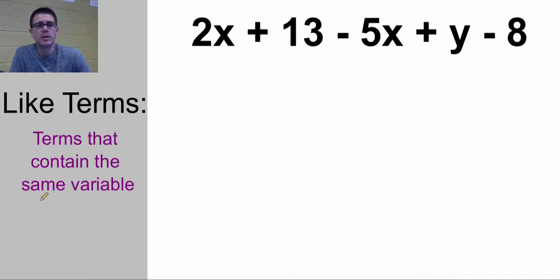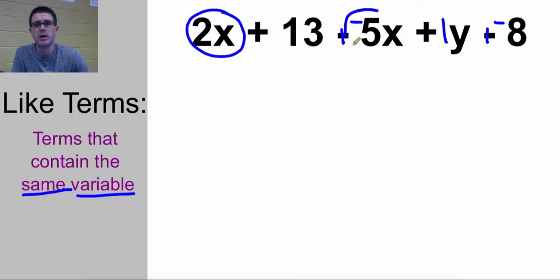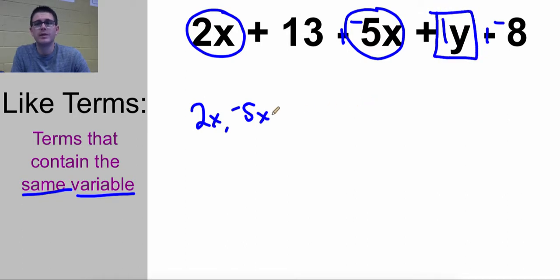Like terms are terms that contain the same variable. Same idea, but now we're going to group things together by what they have in common. I like to circle mine and use different notation to help me find my like terms. Anything with the same variable, like 2x and negative 5x, are like terms. So I'm going to list them together. Then I have 1y. That has a different variable, so I'm going to leave it in its own little group. It's not the same as my x's.